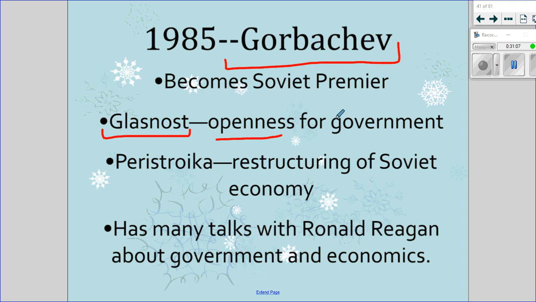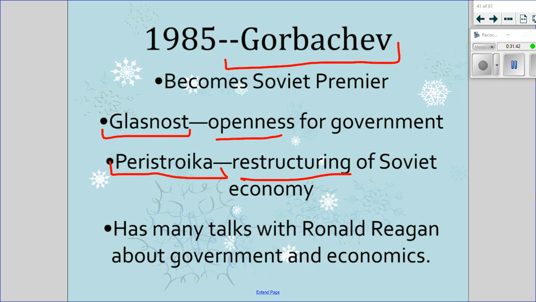And then he introduces perestroika, which is restructuring, as in a restructuring of the Soviet economy. And he says, you know, we've tried communism for a while. It's not working. You know, the Soviet people deserve better. So let's allow some free market capitalist practices in the Soviet Union. And so you see for the first time, businesses, things start to open up. He's communicating with Ronald Reagan about government and economics. And so at the same time, Ronald Reagan is sort of pressuring the Soviets.